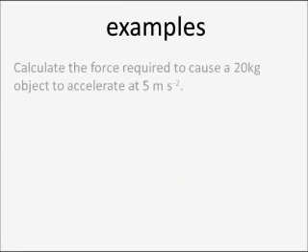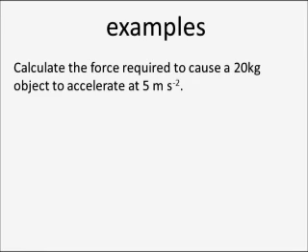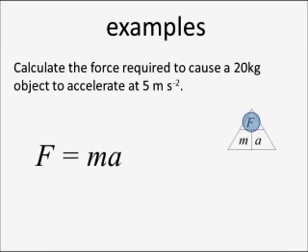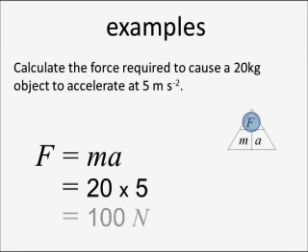Here's some examples. Calculate the force required to cause a 20 kilogram object to accelerate at 5 meters per second squared. So we're looking for F, so write down the equation, F equals ma. Substitute the values, the mass is 20 and the acceleration is 5, and write down the answer with the correct unit. In this case it's 100 newtons.